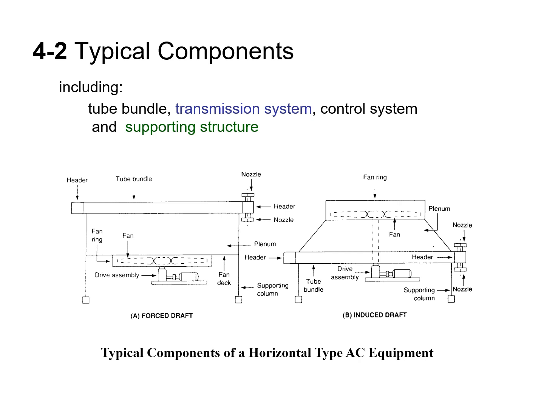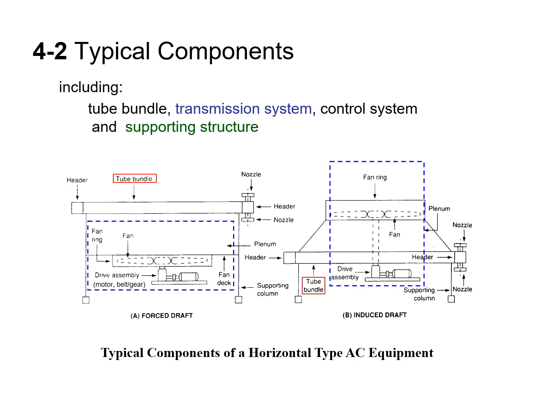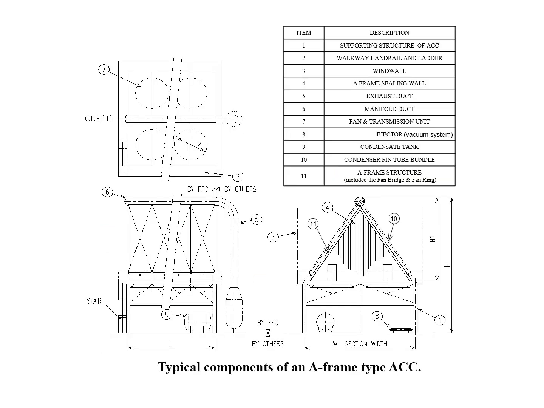Horizontal type air-cooled heat exchanger mainly consists of 4 components: bundles, transmission system, control system, and supporting structure. As for the A-framed type air-cooled condenser, in addition to those 4 main components, it also includes the following assembled parts: wind wall, A-framed sealing wall, exhaust duct, manifold steam duct, vacuum system, condensate tank, and A-framed structure.